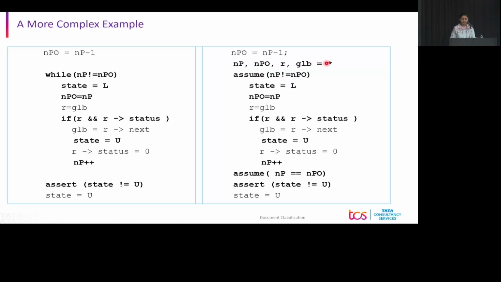Since this is an abstraction, and since we have approximated these outputs of the loop, we are allowing it to not execute this block of code in this iteration, in this body of the loop, right? Why? Because of this assumption that NP has to be equal to NPO whenever this loop is exited, and therefore this block of code cannot be executed anymore. Thus, only this will be executed, and we will be able to verify this property, that when this block of code is executed, state is L, and therefore state cannot be U, and therefore this property is verified.